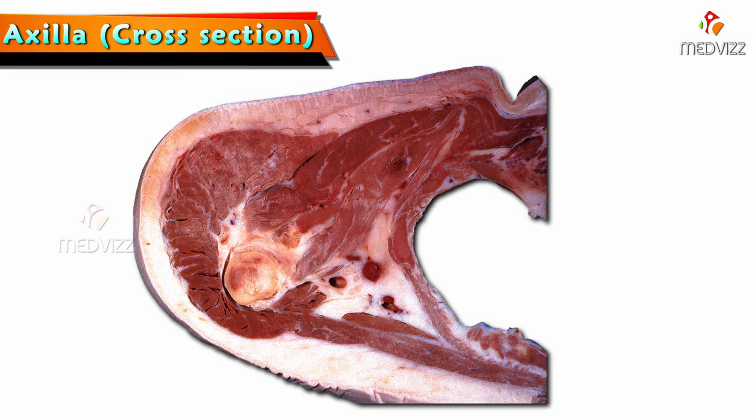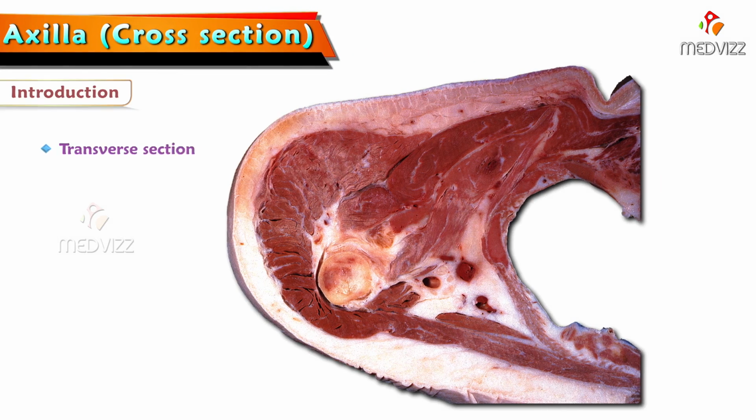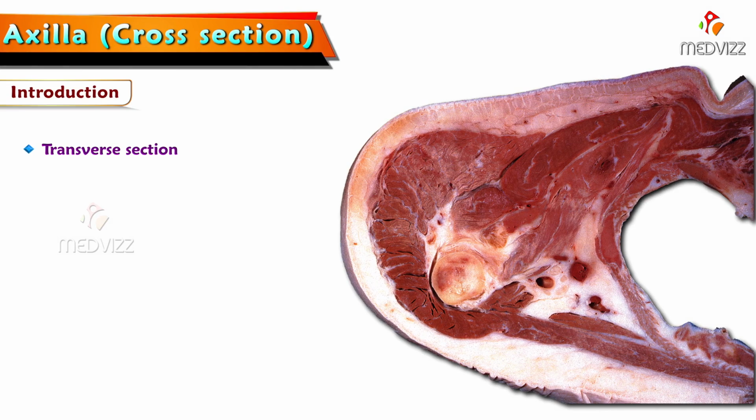Hello everyone, I am here to demonstrate transverse section of axilla. It's a little difficult to identify the structures in transverse section rather than anterior view, as here we can see all muscles are mixed up in cross section of axilla. So in the transverse section, we can observe some nerves and vessels which are present in the middle.